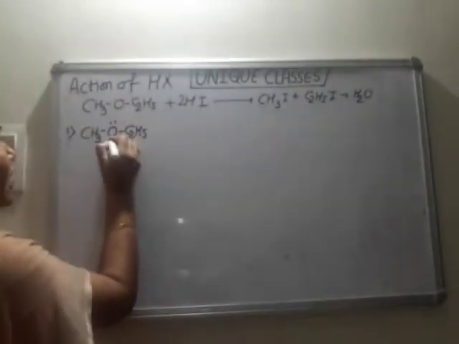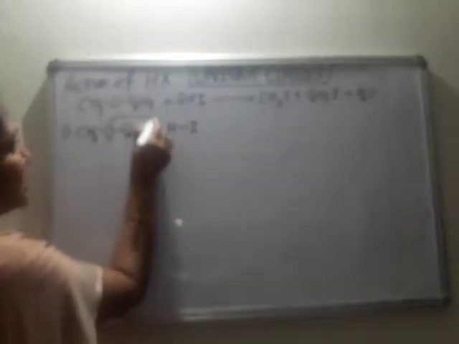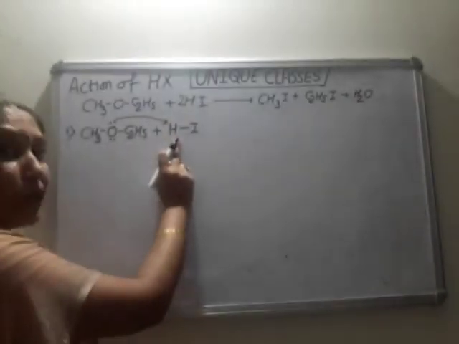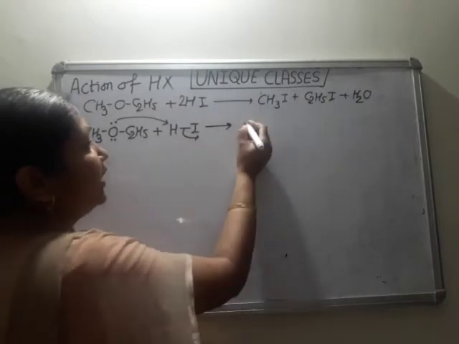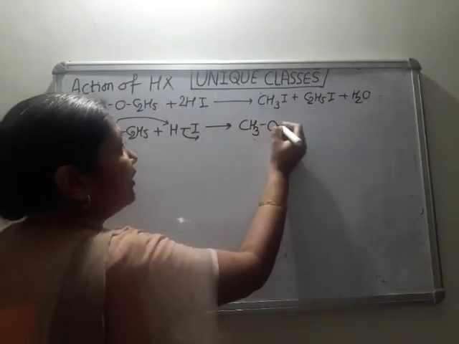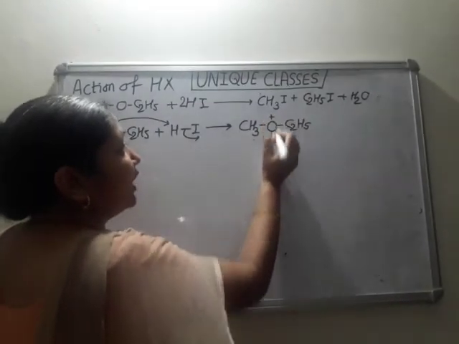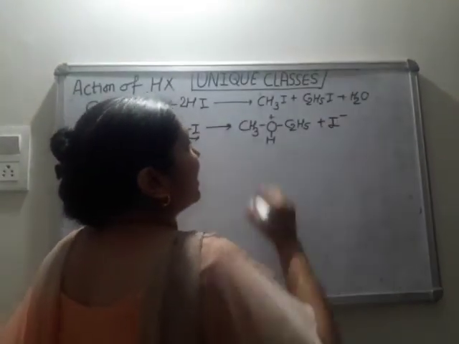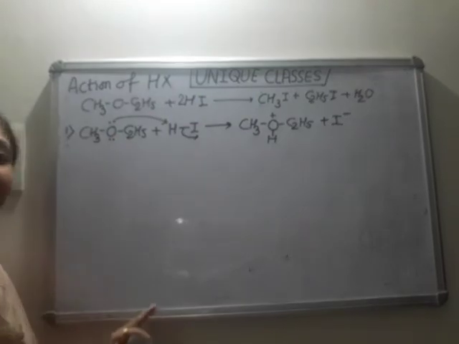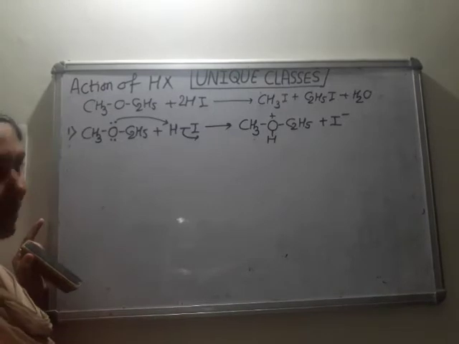Here the central oxygen has lone pairs of electrons. The reaction medium is acidic. Oxygen attacks this H plus, and this is I minus, so I takes both electrons with it. So what do we get? We get a protonated ether, an ether having one hydrogen attached to oxygen. So we get protonated ether plus I minus. This is the first step, that is protonation of ether.